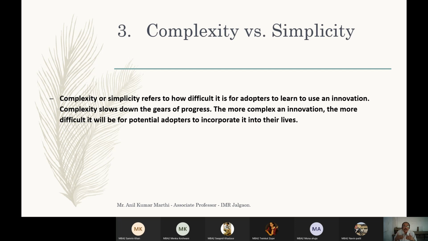Complexity slows down the gears of progress. The more complex an innovation, the more difficult it will be for potential adopters to incorporate it into their lives. Right? Fairly simple. What it means is, if you're trying to buy a new product, an innovative product or a service, how complex it is. See, I'll tell you another example.